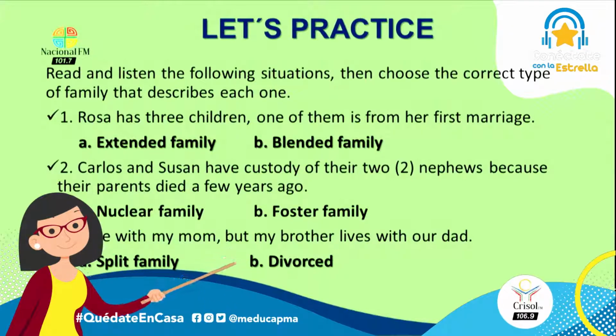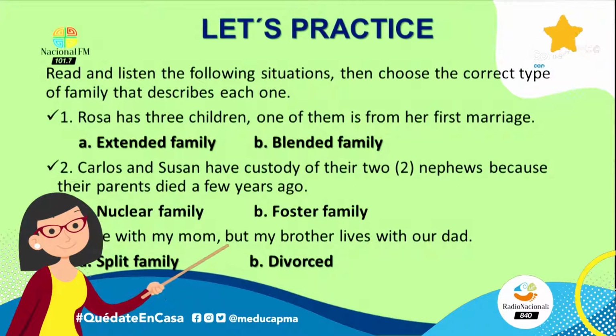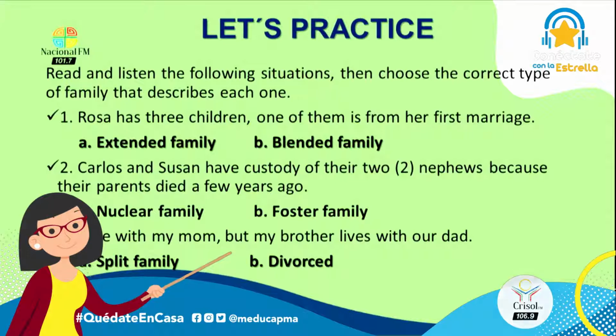Let's see. Number 2. Carlos and Susan have custody of their 2 nephews because their parents died, unfortunately, a few years ago. Okay, a sad situation. Carlos and Susan have custody of their 2 nephews because their parents died a few years ago. What is that? Nuclear family or foster family? Okay, we're waiting for your responses. And situation number 3, I live with my mom, but my brother lives with our dad. I live with my mom, but my brother lives with our dad. What is that? A split family or divorced? Okay, we have responses here.